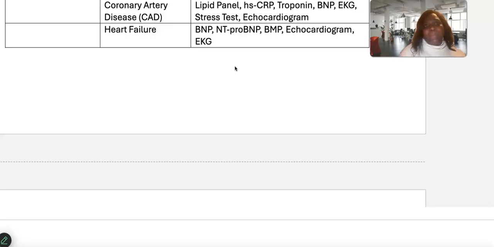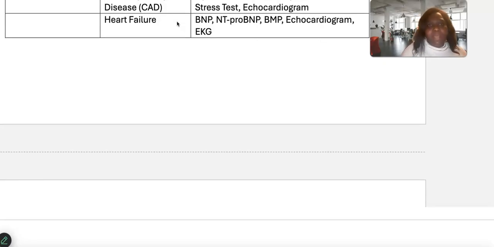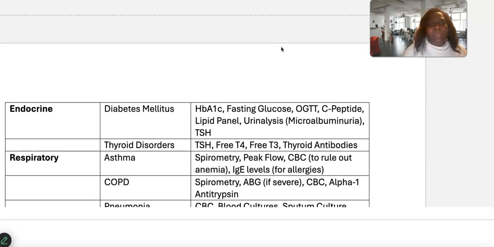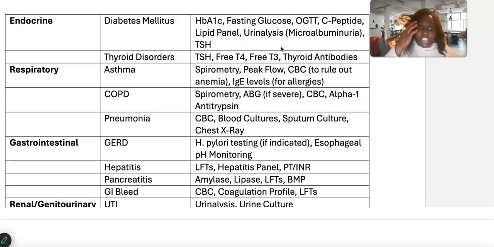Don't forget we have two separate guidelines for our blood pressure. JNC8 is still current, and then we have AHA guidelines. And then coronary artery disease, lipid panel, C-reactive protein, troponin, BMP, EKG, stress test, echocardiogram. We need that if we have coronary artery disease. What if we have heart failure? BNP and BMP, two different things. B-natriuretic peptide, of course, and then basic metabolic profile, two different things. Echocardiogram, EKG needs to be routinely checked.